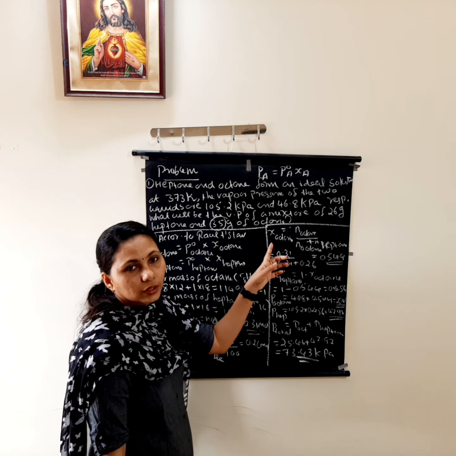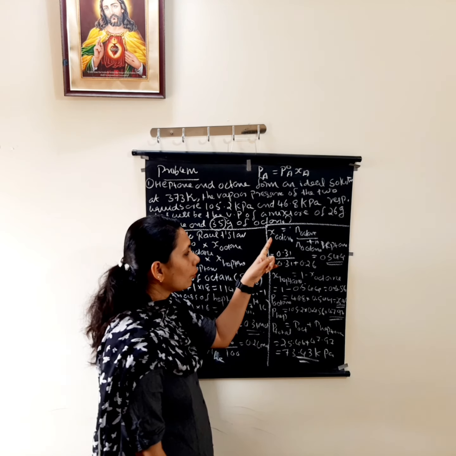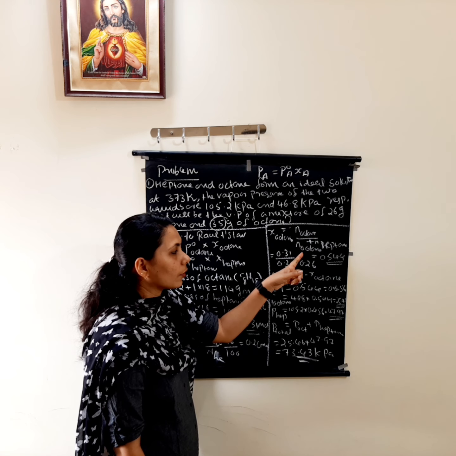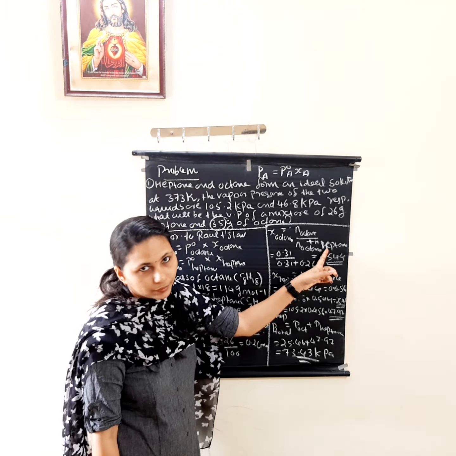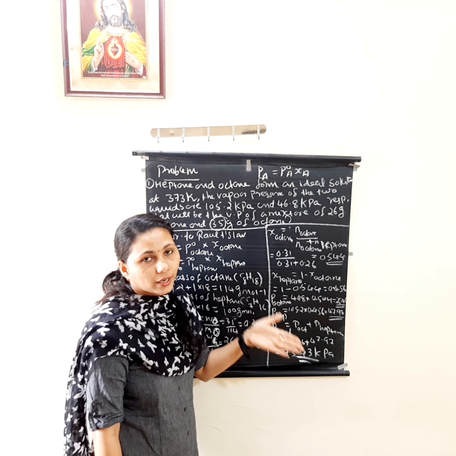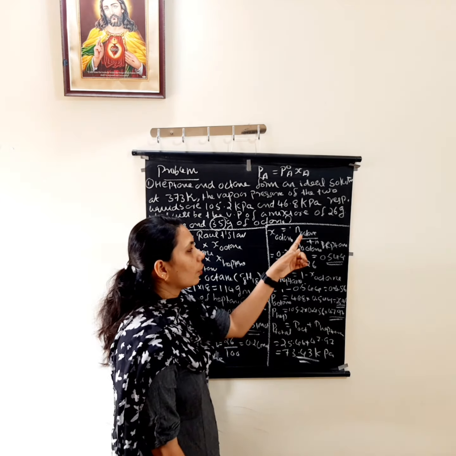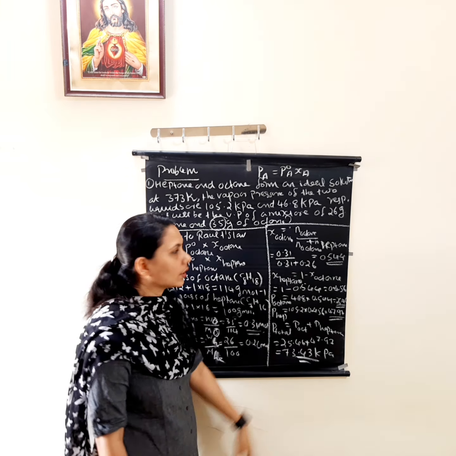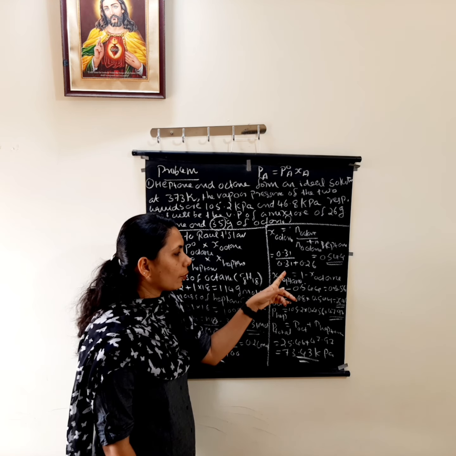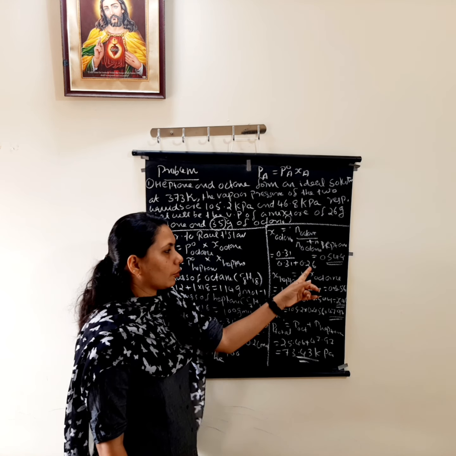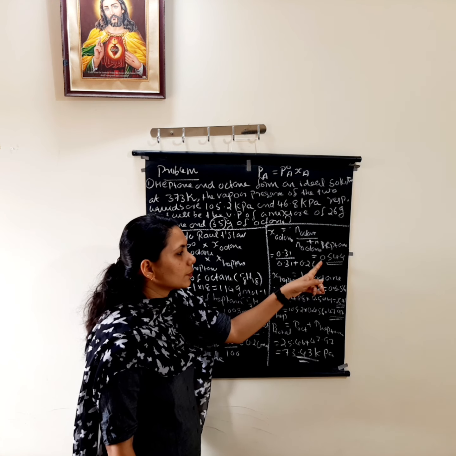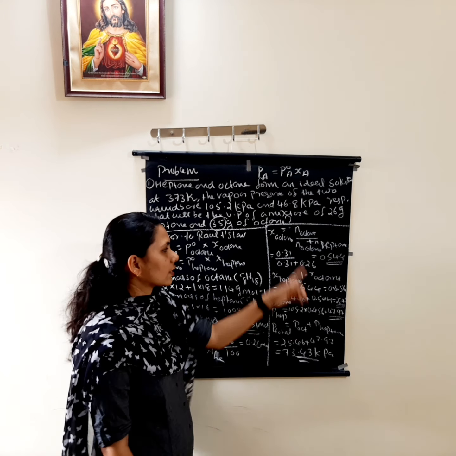Substituting into the mole fraction equation, mole fraction of octane, X octane, equals number of moles of octane divided by number of moles of octane plus number of moles of heptane. We know mole fraction is the number of moles of that particular component divided by total number of moles. So 0.31 moles divided by 0.31 plus 0.26 moles gives 0.544, the mole fraction of octane.